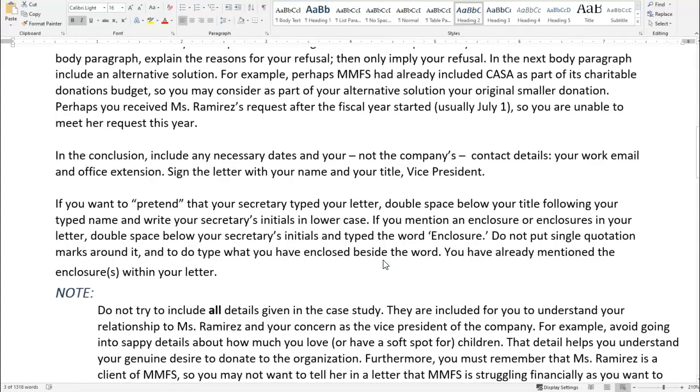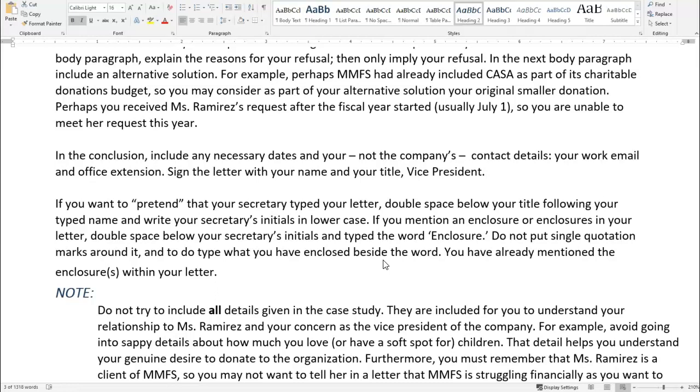Okay. And I said, if you want to pretend that your secretary types your letter, you can double space below your title, below your professional title, the vice president part, and you can type your secretary's initials in lowercase. So the secretary's initials, or the typist's initials, will be in lowercase. But it would not be yours. If you type it yourself, you don't put initials. If you want to pretend that you have a secretary typing it, you can put the secretary's initials in lowercase, double space below your title and your company name.